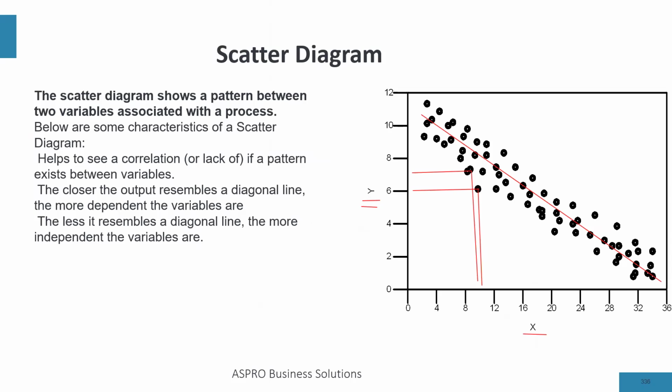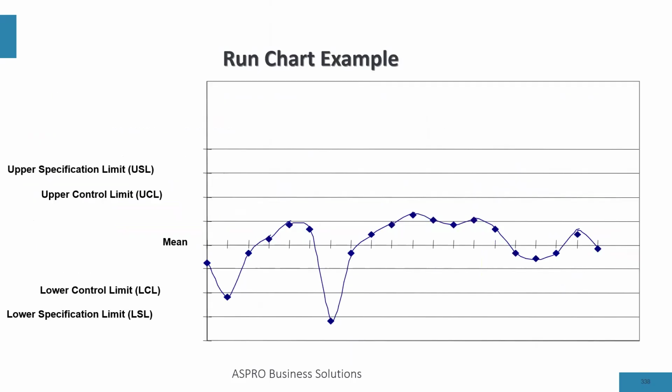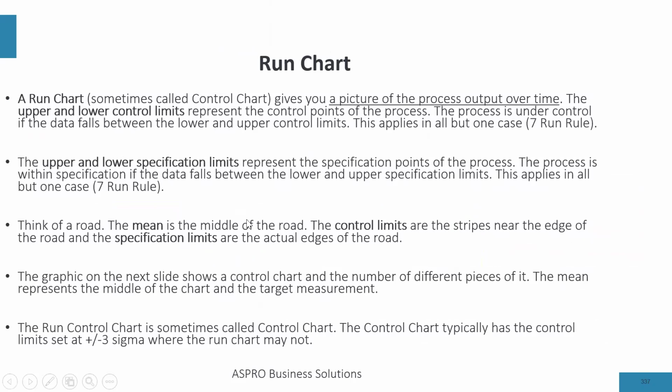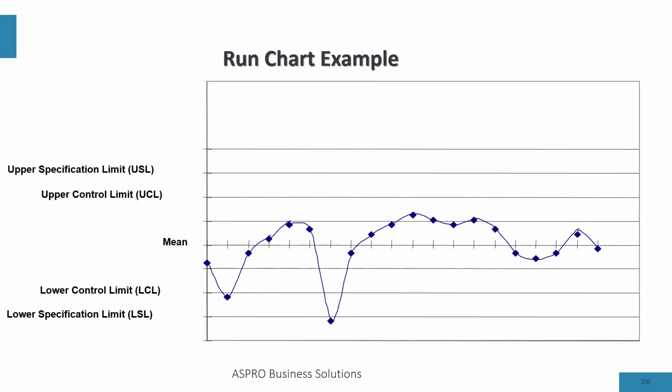Let's talk about the last tool, which is called the run chart. The run chart is a picture of the outputs of your product over time. So imagine there's a conveyor belt, and these are the products that have come out. And you want to determine how well your production is going.